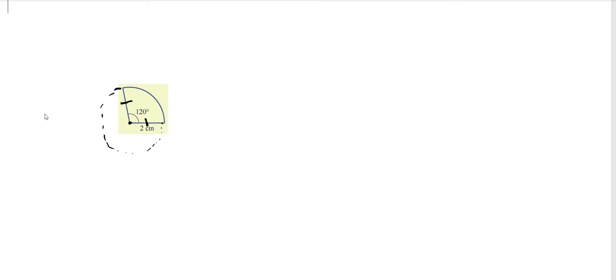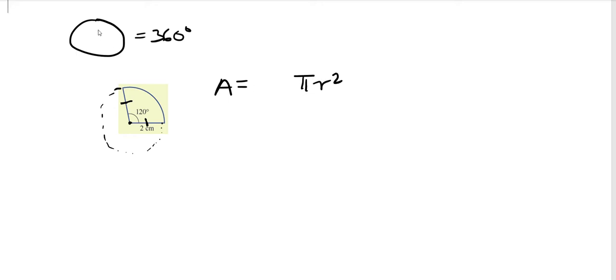Now, we have learned that a full circle is equal to 360 degrees. So if I have part of a circle, I have a fraction of that. We're using our fraction skills to answer this. The area of a full circle is pi r squared. But because I've got a fraction of it, we just have to say, what is the fraction? So what angle do I have out of 360?